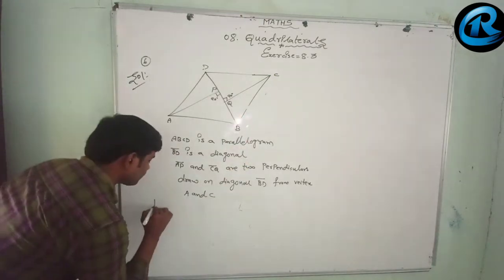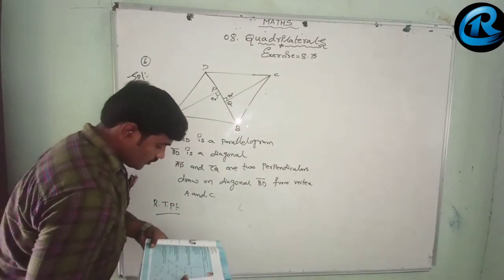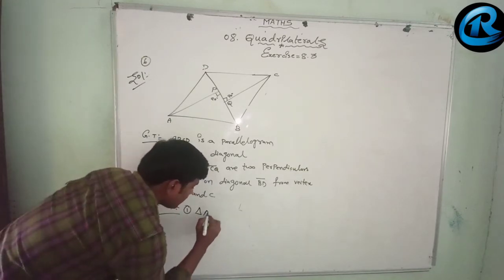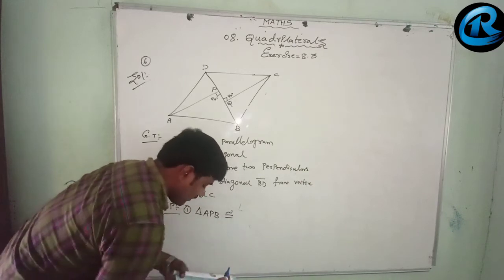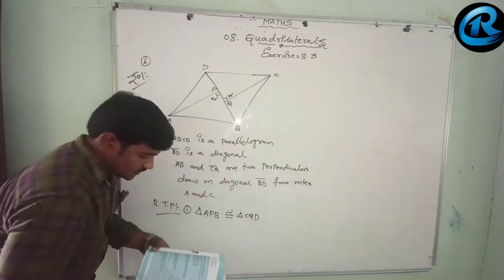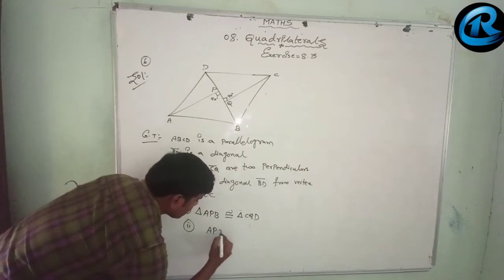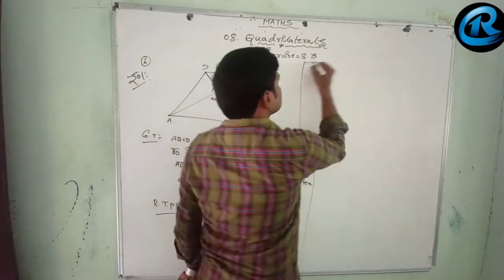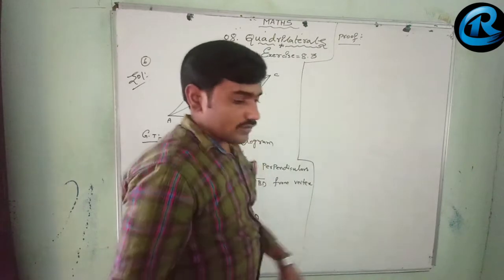So then, RTP, what we need to prove, see. First, triangle APB is congruent to triangle CQD. And second, AP is equal to CQ. Let us do this. So, proof. Let's go for the proof now.